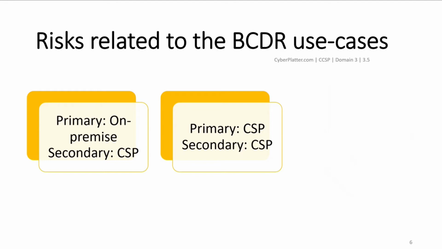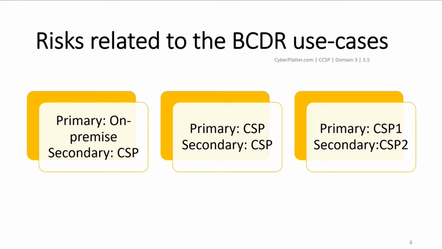The organization must evaluate the cloud service provider to ensure multiple cloud regions exist that will support their requirements. Cloud service providers sometimes do not operate all cloud services in every region. Make sure that you select a secondary region that offers the functionality and performance that your organization needs to continue operating smoothly. The next one is primary is cloud service provider and the secondary is another cloud service provider.